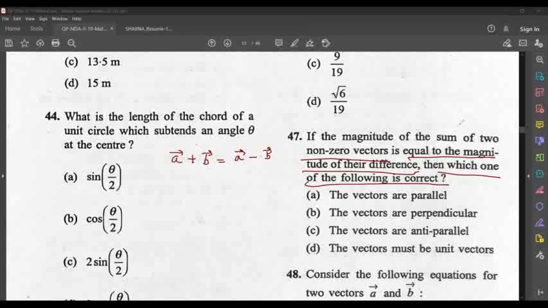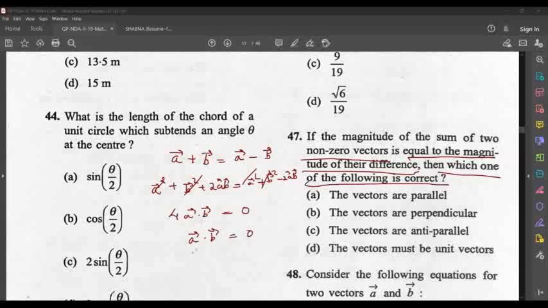So whatever is given in the question, I have written here. The magnitude of the sum of the vectors is equal to that of the difference. Just square both sides. A square plus b square plus 2 a dot b is equal to a square plus b square minus 2 a dot b. Cancelling a square and b square, 4 a dot b is equal to 0. That means a dot b is equal to 0.